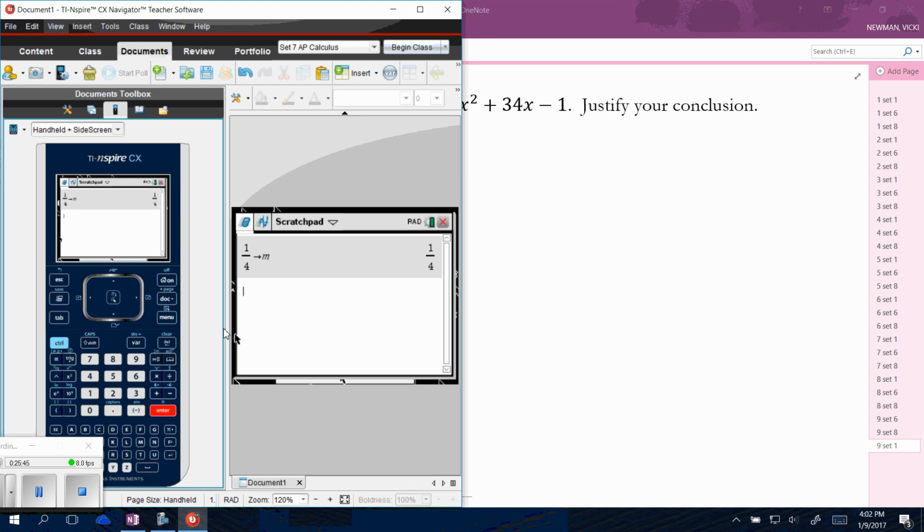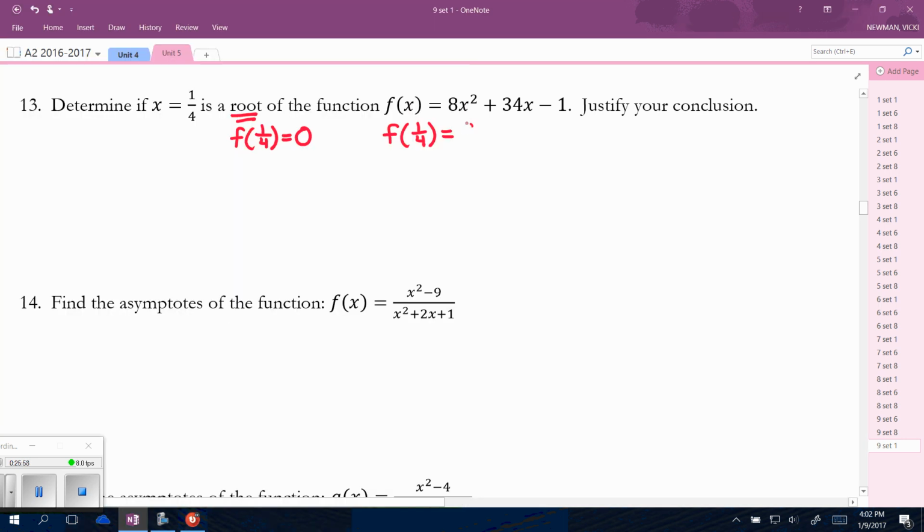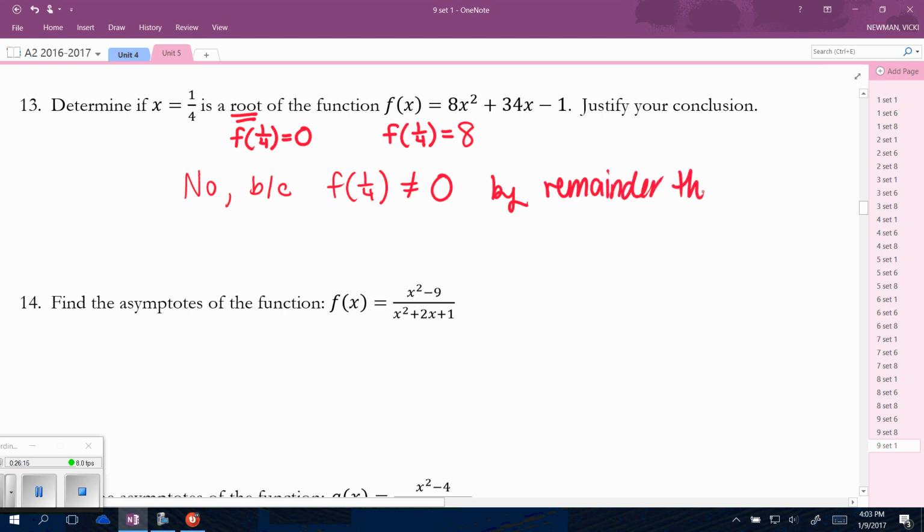Okay, so 8M squared plus 34M minus 1 is 8. So, is 1/4 a root? No, because f of 1/4 does not equal 0. And this is by the remainder theorem. And I would cite that, remainder theorem. Remember from geometry, you're allowed to cite a theorem if you can remember it.